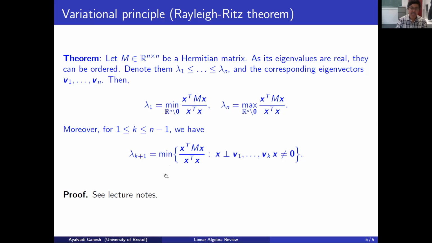I haven't stated it, but correspondingly you can find lambda n by maximizing, then exclude the subspace spanned by vn, maximize again, you get lambda n minus 1. Exclude the subspace spanned by vn and vn minus 1, you get lambda n minus 2 by maximizing, etc. So you can state it the same way. Okay, the proof is easy. I'm not going to bother with it, and I'll leave you to look at the lecture notes for that. But make sure you understand the statement of the theorem.